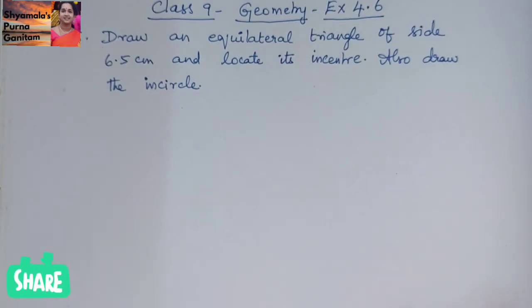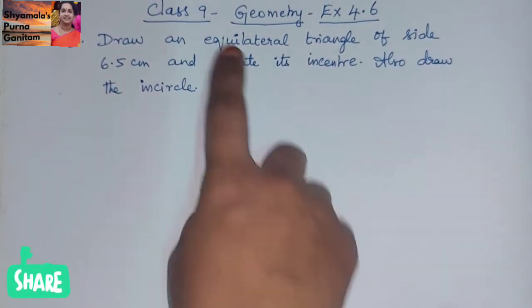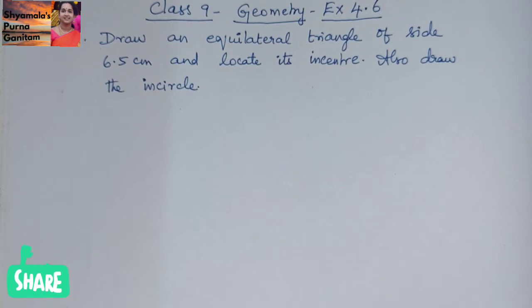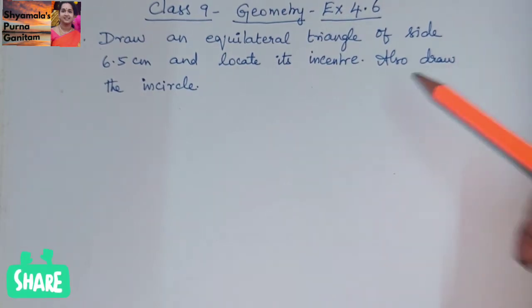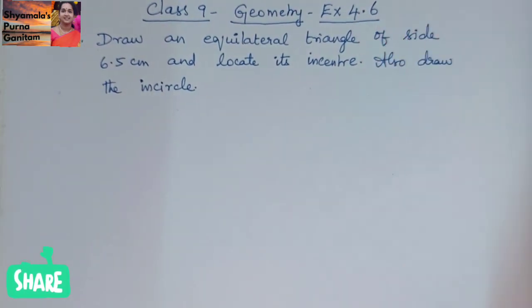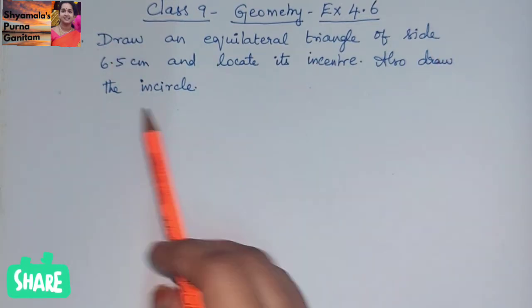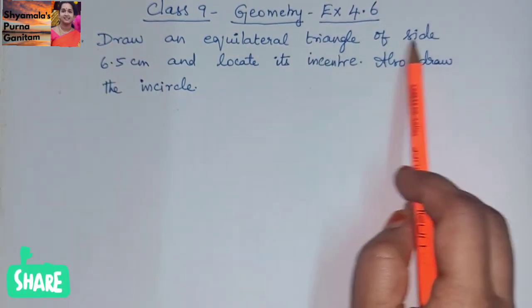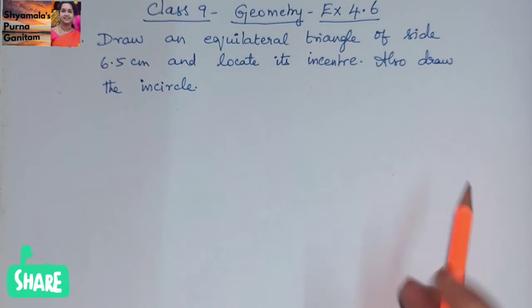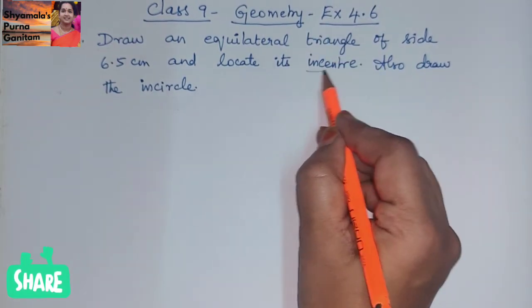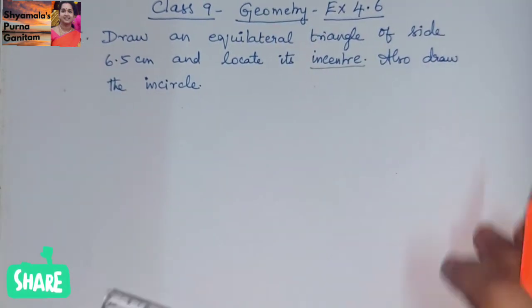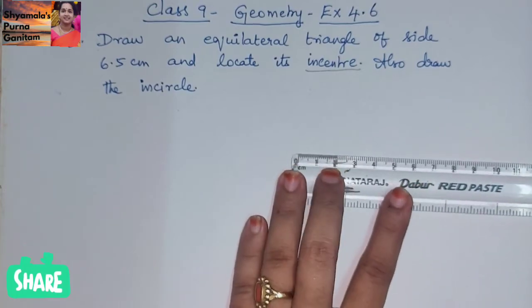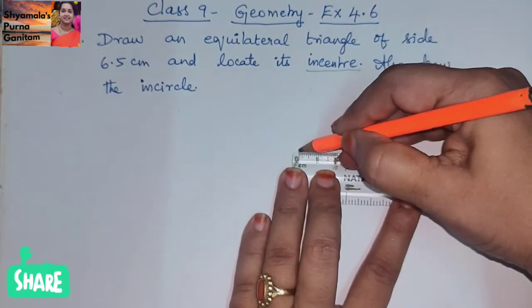Good morning students. In this class, I will be doing class 9 Samacheer Kalvi syllabus or matriculation syllabus, 4th chapter geometry, exercise 4.6, 5th sum. Draw an equilateral triangle of side 6.5 centimeter and locate its incenter. Also draw the incircle. So first we will draw the rough diagram.